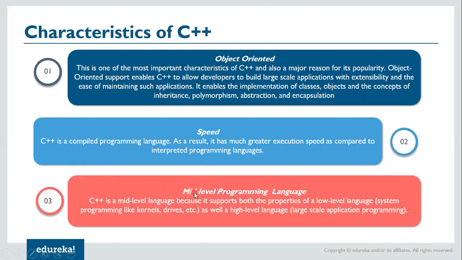Then it is a mid-level programming language. C++ is a mid-level language because it supports both properties of a low-level language, like you can do kernel level programming, driver programming, etc., as well as high-level programming such as building or scaling the applications that you build. So basically, you can write large-scale applications with the help of C++ as a programming language.